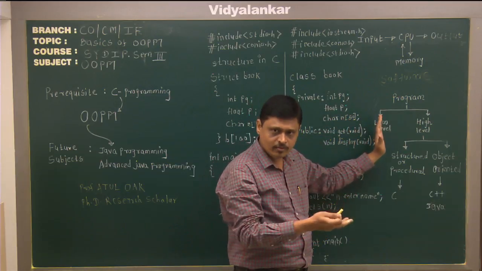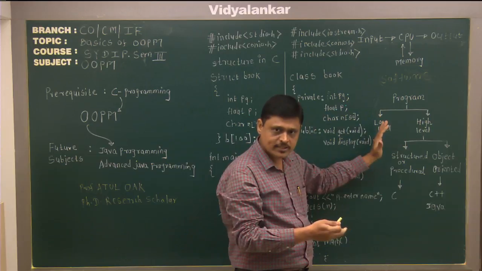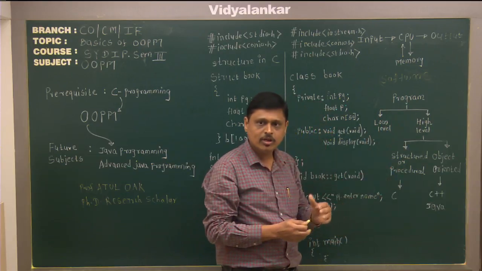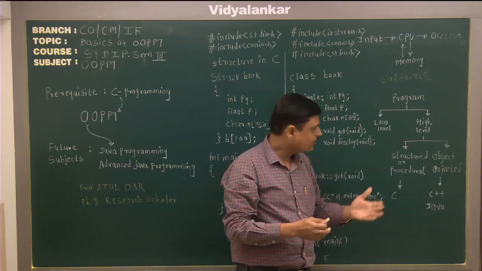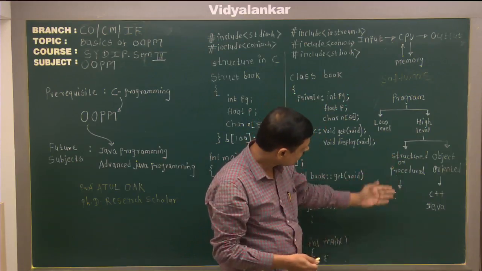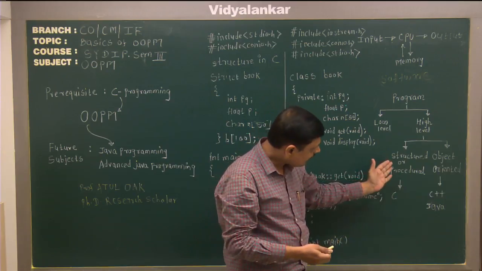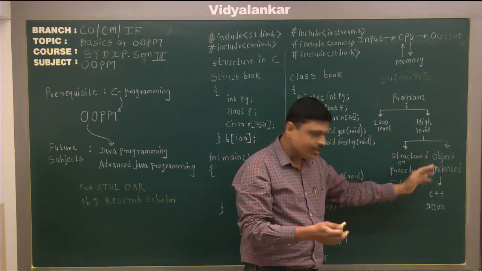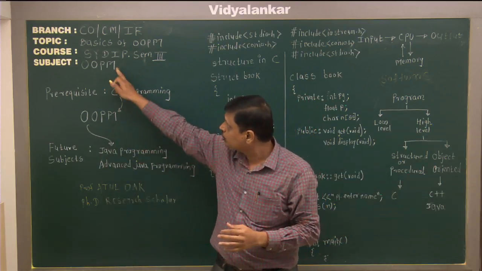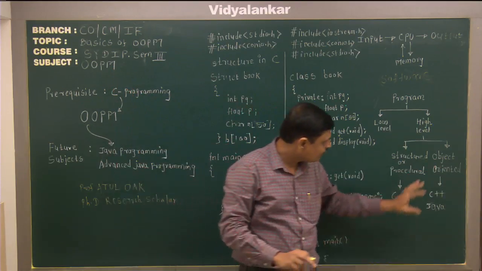Typically, we have two types. One is low level, where we write programs in zeros and ones, bits, binary digits. We have high level, where we write the programs in English words, like structured programming you have studied. C is an example of structured programming or procedural programming. And the programming that you are going to study is object-oriented programming. So the mapping is very clear. The subject object-oriented programming exactly fits here.